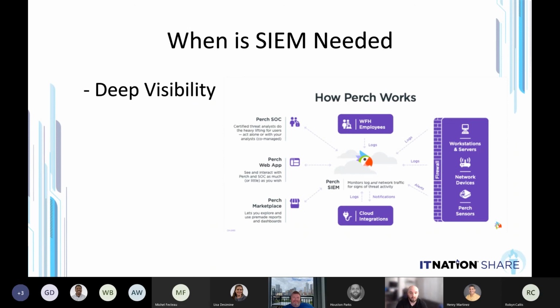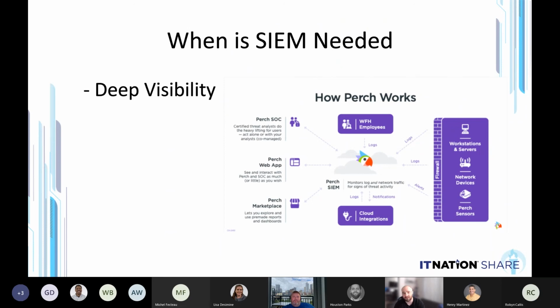Deep visibility. One of the reasons you'd want to get a SIEM is for that deep visibility component. I always frame up home security as cybersecurity, and I like to use that analogy. Your perimeter security, like your front door locks, is symbolic of your firewalls. You have your endpoint protections in place, which are symbolic of maybe having an attack dog in your house.